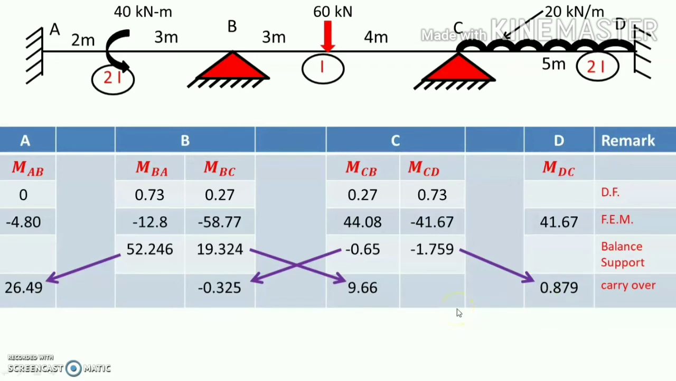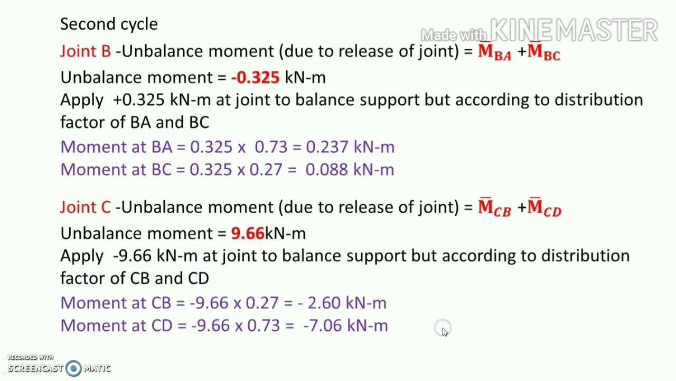Now go for the second cycle, because this becomes unbalanced here due to the carryover. So this is the unbalanced moment, minus 0.325. So apply here the plus 0.325, but according to the distribution factor of BA and BC. So the moment shared by BA is equal to 0.237 and the moment shared by BC is equal to 0.088. Here 0.325 is the balancing moment and 0.27 is the distribution factor.